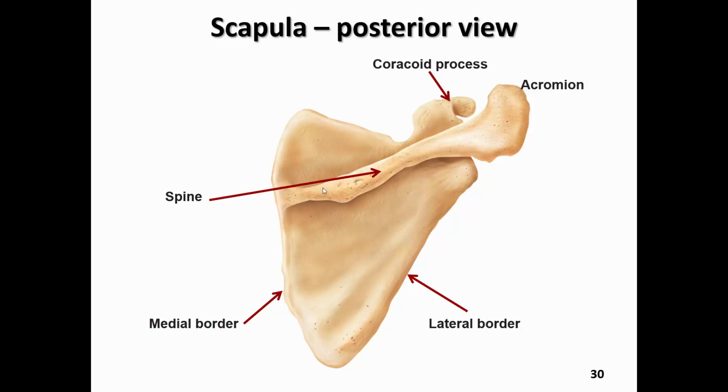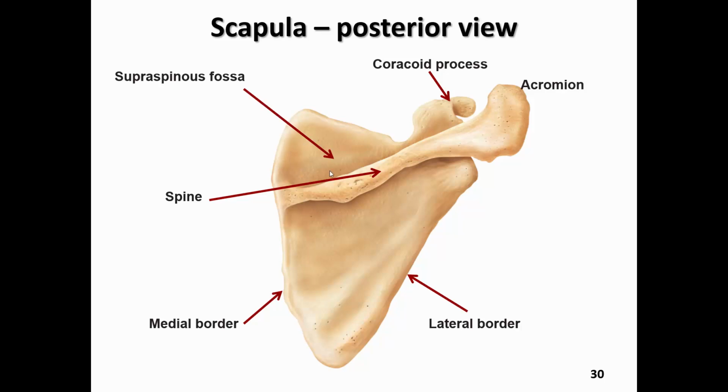The spine of the scapula is this very long bony outgrowth that eventually terminates into the prominence on the lateral side called the acromion, and the spine of the scapula serves as a distinctive separation between muscles that are attached to the scapula.